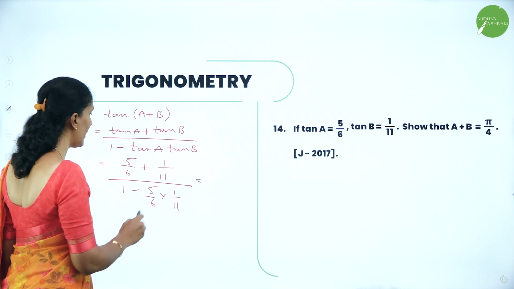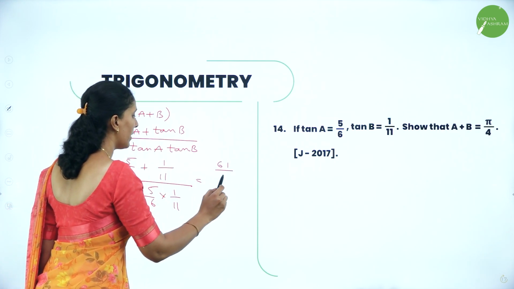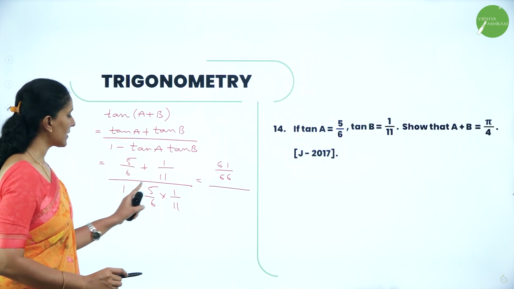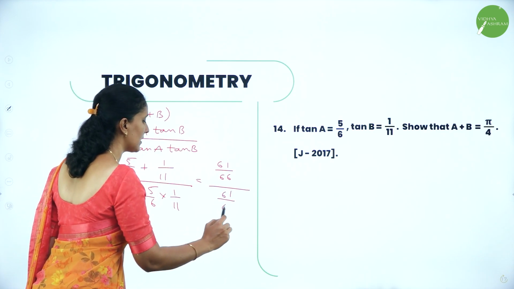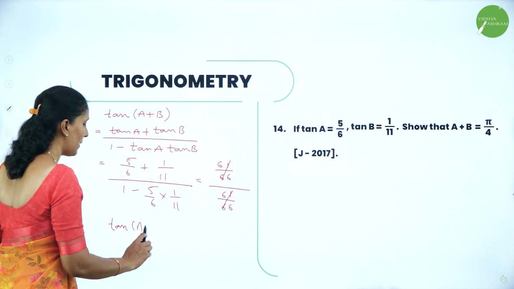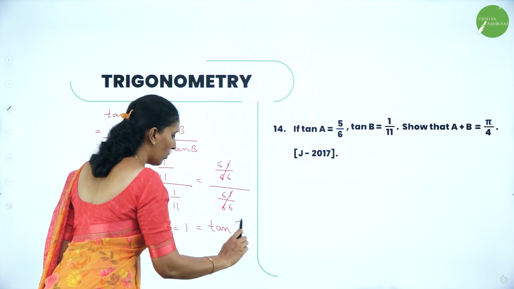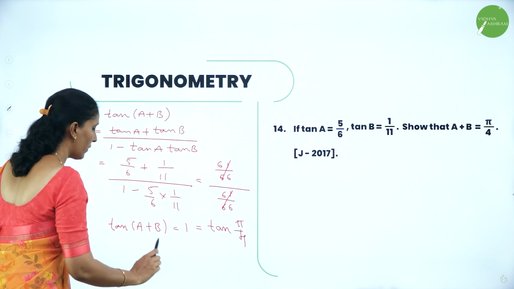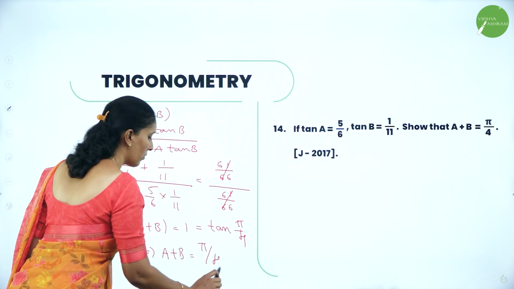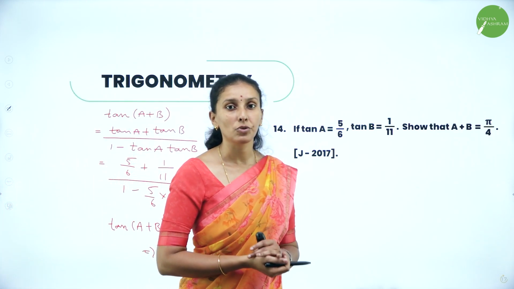On solving this, we have 11 5s are 55, 55 plus 6 is 61 by 66. Again here 11 6s are 66, 66 minus 5 becomes 61 by 66. So both get cancelled. So we are getting here tan a plus b value as 1. So we know that tan pi by 4 is 1. So on both sides removing tan, we will get the value of a plus b is equal to pi by 4. Hence we have proved. So these are all the few questions you can expect for 2 marks and 1 mark questions.